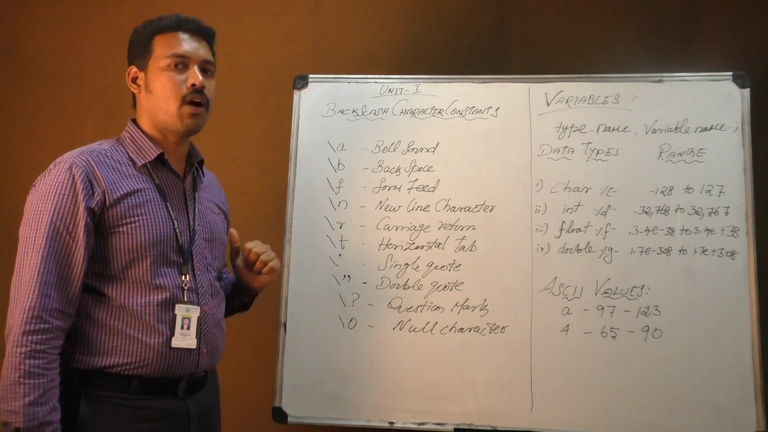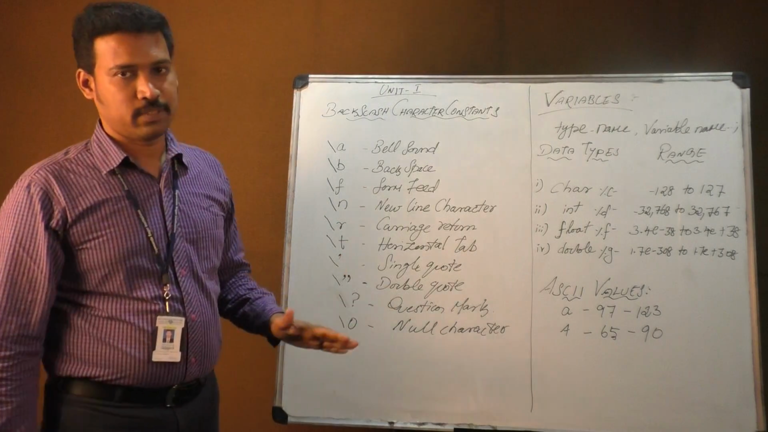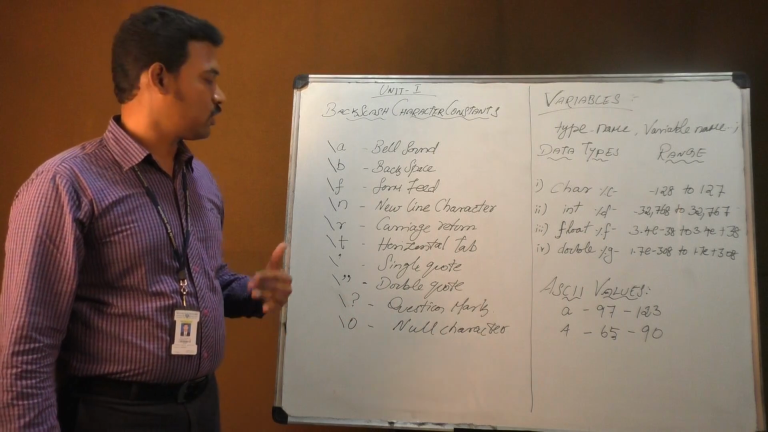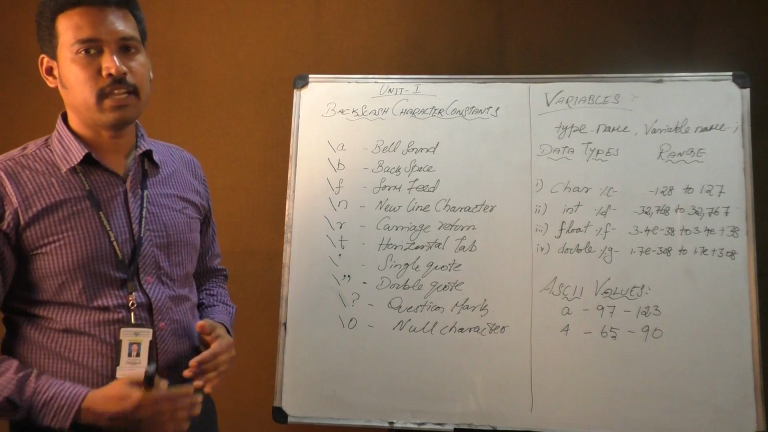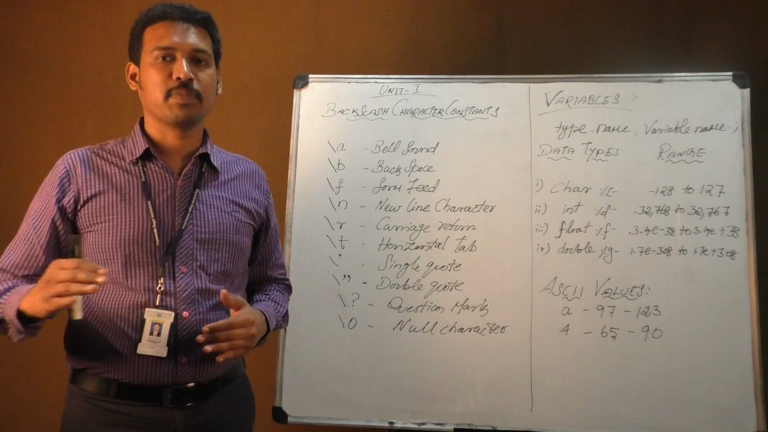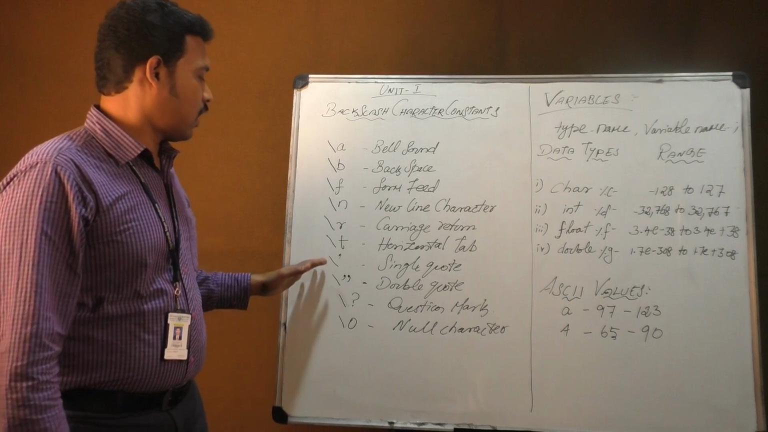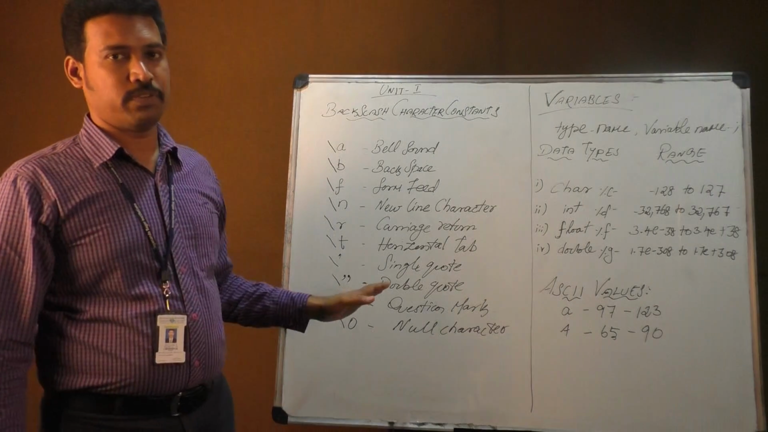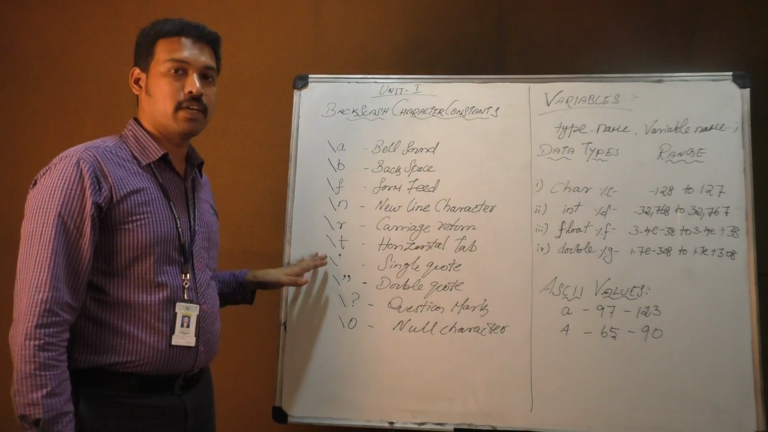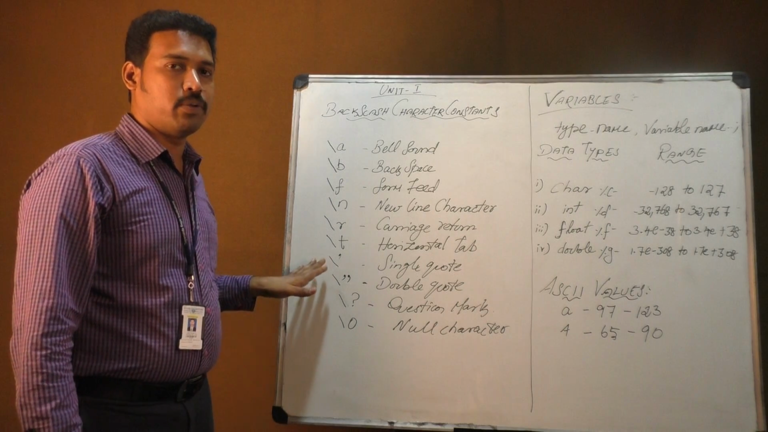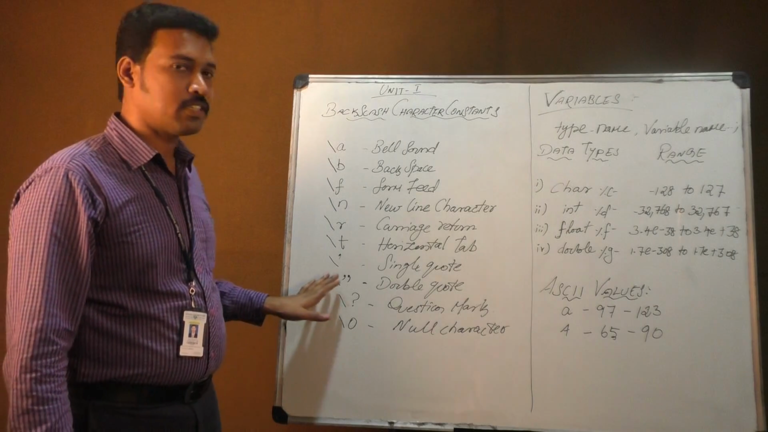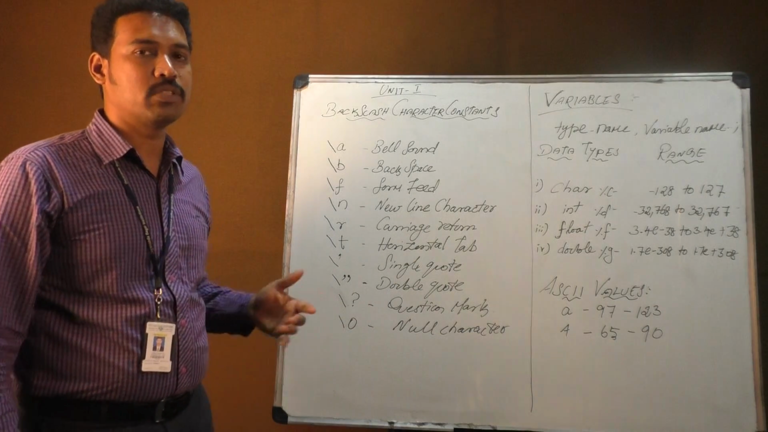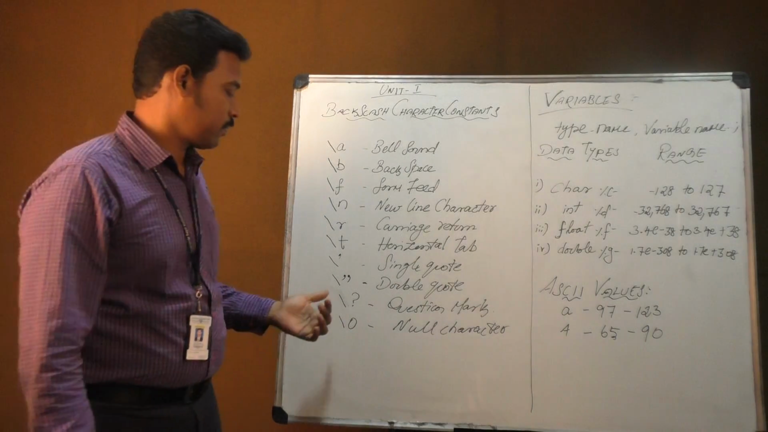Backslash r is carriage return, which returns the carriage while you are executing your program. Backslash t is the horizontal tab, which moves the character space forward. Backslash single quote is used when you want to produce a single quote in your output. And backslash double quote will produce the double quotes while executing your C program.